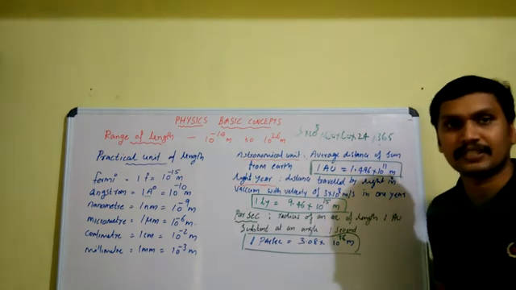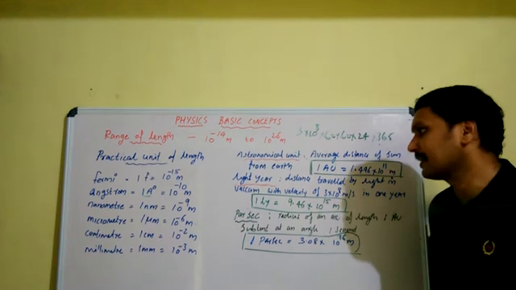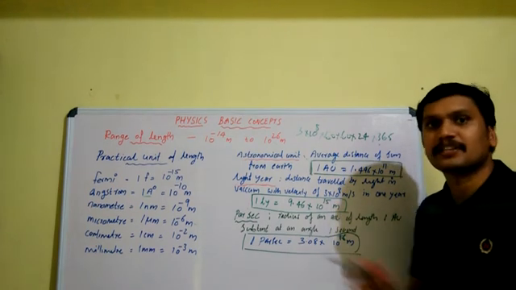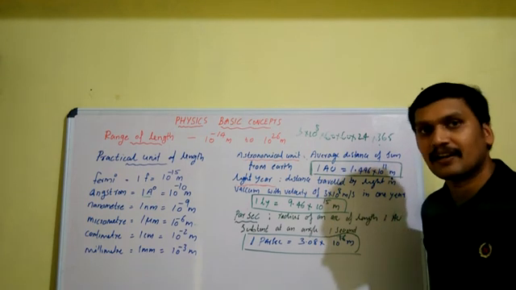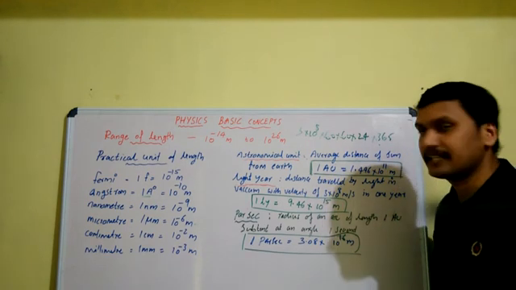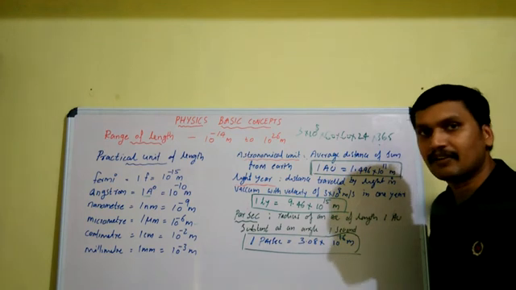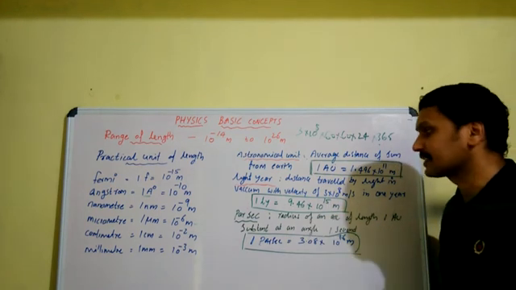This unit is used for the measurement of distance between the stars. Interstellar distances are usually measured in light years. Distance travelled by light in 1 year is known as light year.